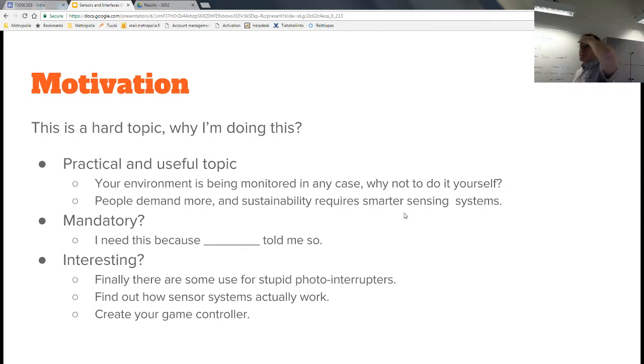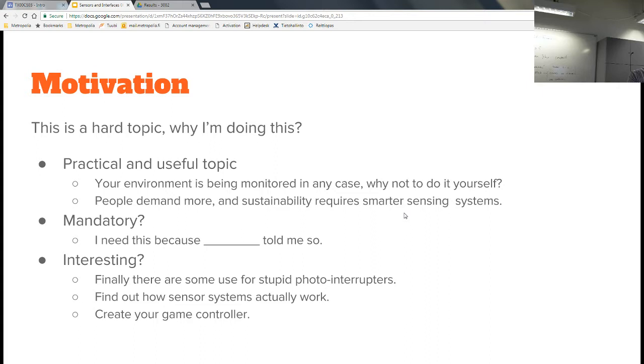Okay. A motivation. I don't need to motivate you, but I'll go through this. So this is a practical, useful topic. Basically, anything is monitored nowadays. Sensors are everywhere. So why wouldn't you make your own monitoring system somewhere? Of course, you can go to eBay and buy it, but making it is much cheaper. So why not do it?